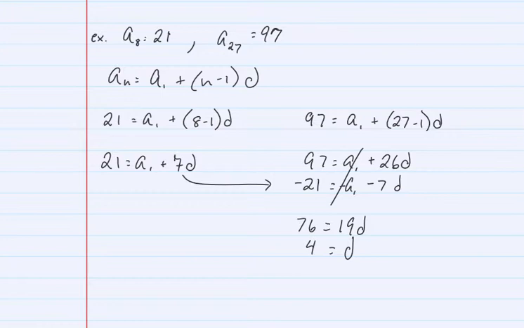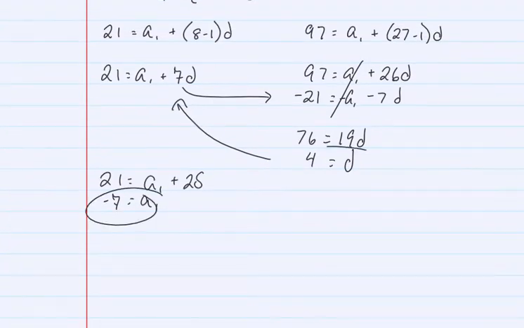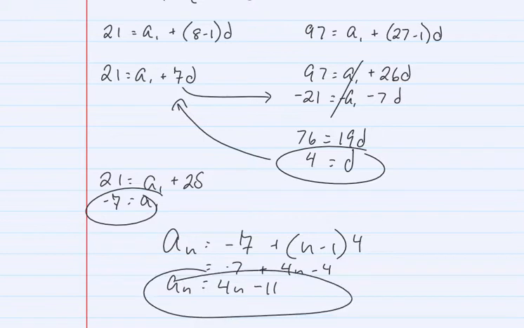Alright, now using the common difference as 4, I can plug that back into either equation. I'll just go with the one with lower numbers. 21 equals a sub 1 plus 28. A sub 1 equals negative 7. Now, I can finally create my rule with these two pieces of information. So a sub n equals negative 7 plus n minus 1 times 4. Negative 7 plus 4n minus 4. And that's a sub n equals 4n minus 11. Now I can find any term that they ask for.